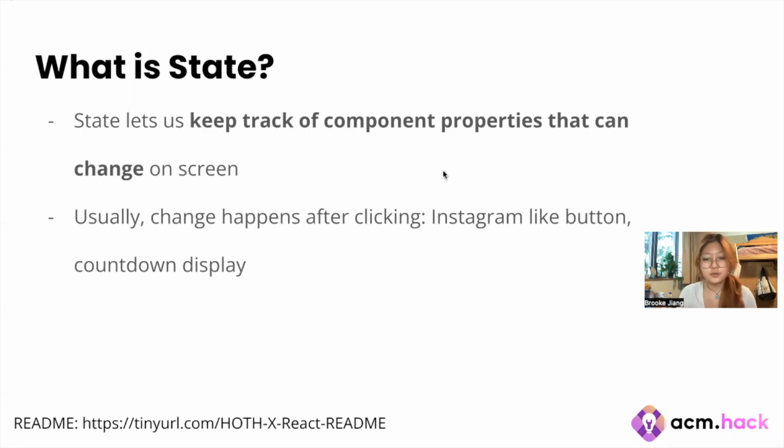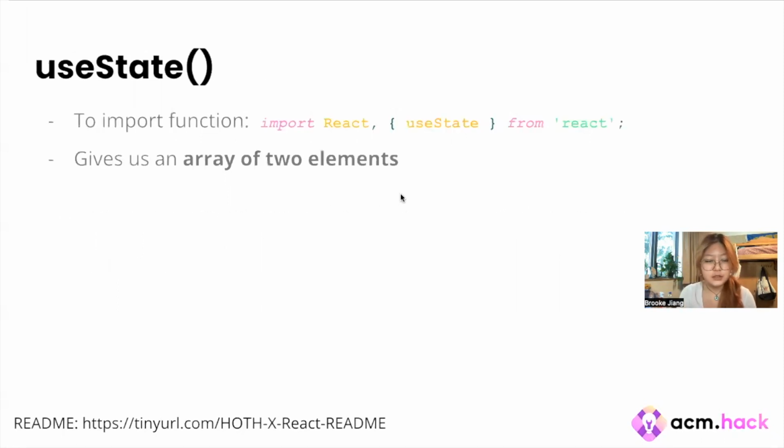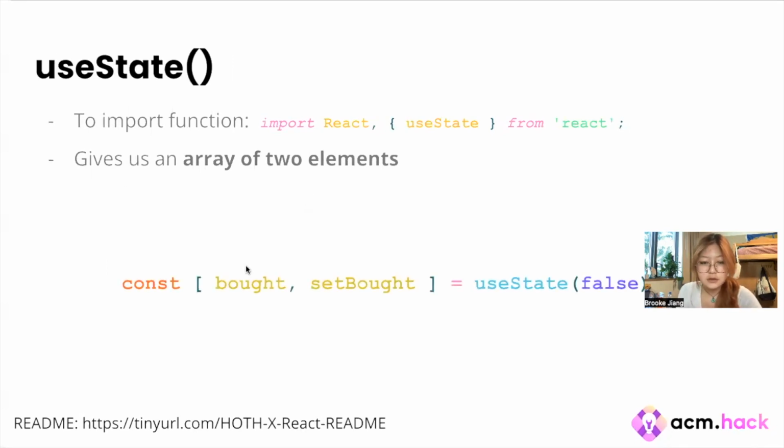Now, what do we do with state? We're going to use state with the function called useState. And we're going to have to import it first with import React, useState from React. And what useState does is, this is a little complicated, so we're going to go over it in great detail. useState gives us an array of 2 elements. Now, just looking at this piece by piece, useState returns to us an array of 2 elements.